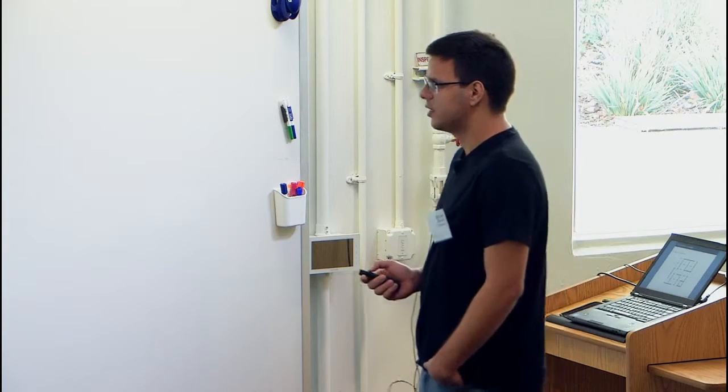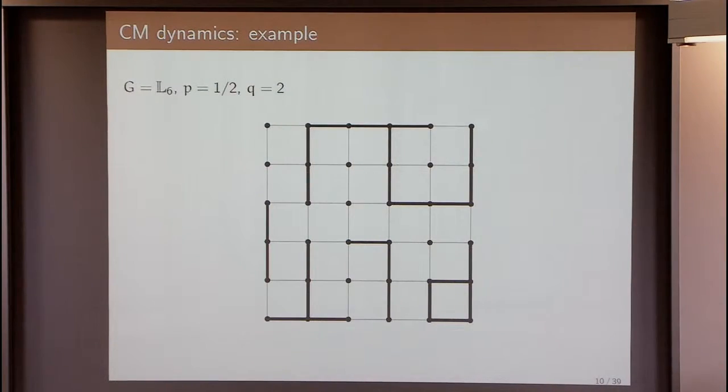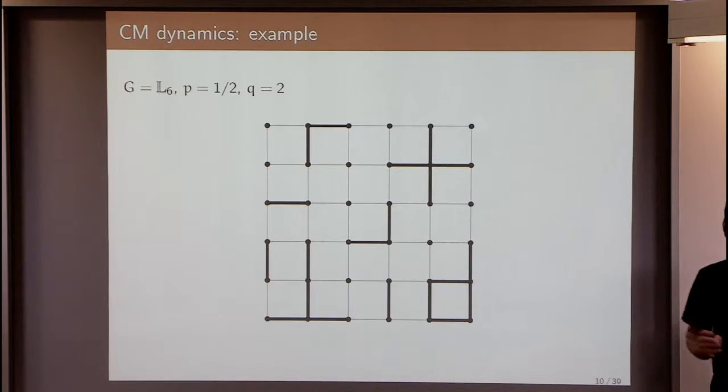So here is an example. Again, we have the 6x6 grid. In the first step, every component gets activated independently with probability 1 over q. Here the orange ones are the ones that got activated. We forget the configuration in the active region, and we resample every edge with probability p. So we find a new configuration there, and this is one step of the Chayes-Machta Markov chain.